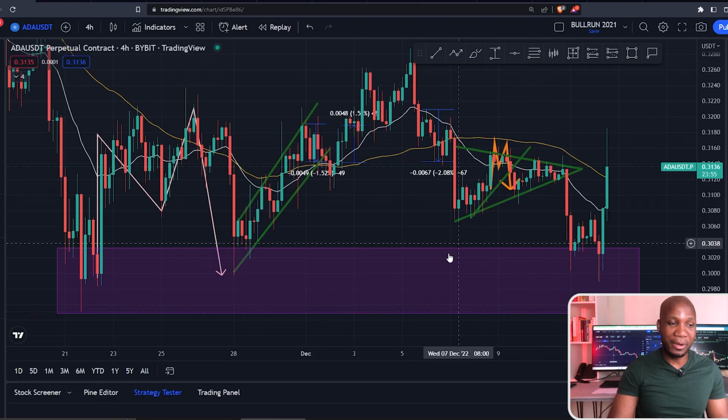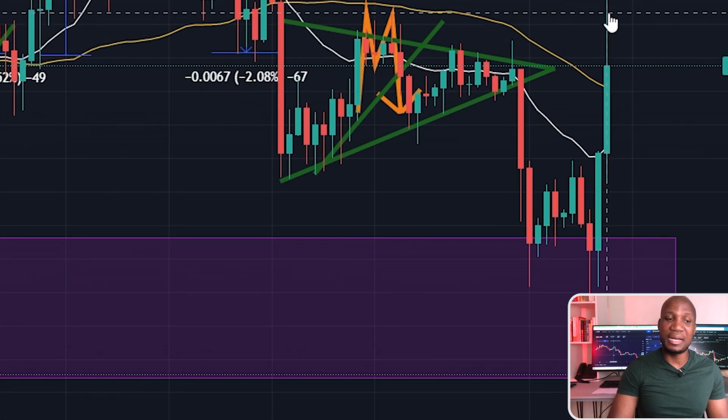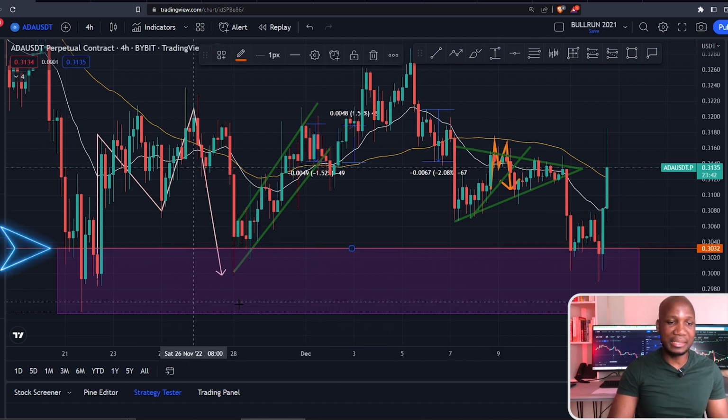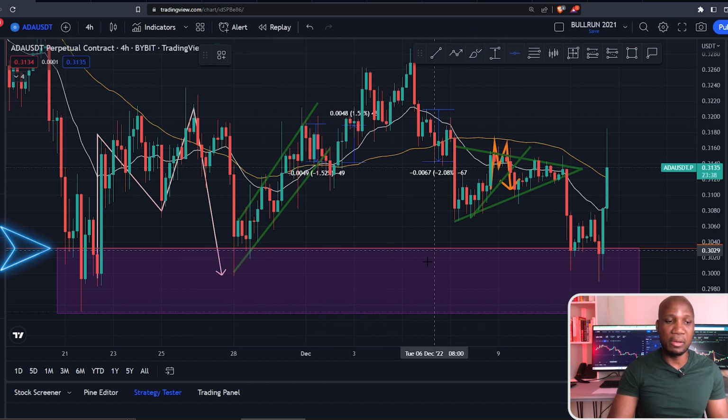As I was preparing to start recording, the market started pushing up here. But the most significant thing is that if I bring my horizontal ray here, you can see that it pushed up from this key level of support. That's where the market has been coming to bounce off.